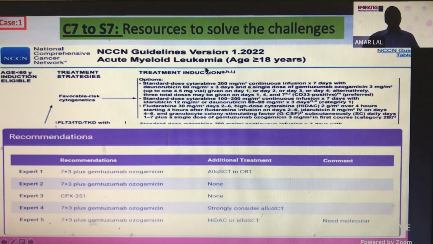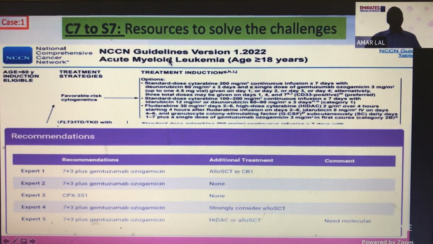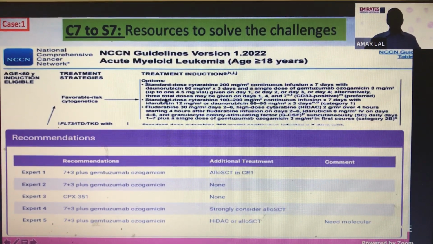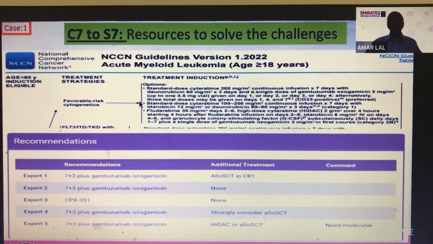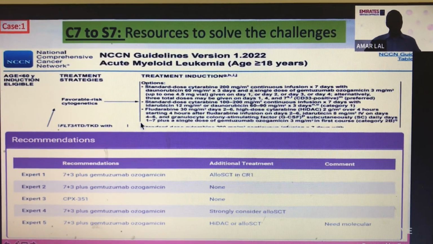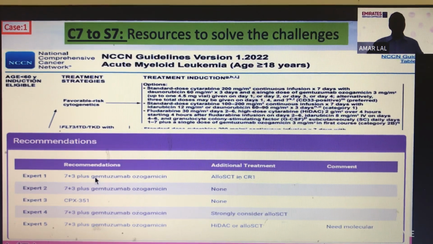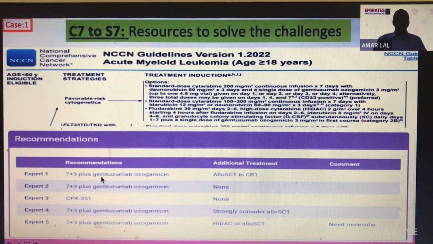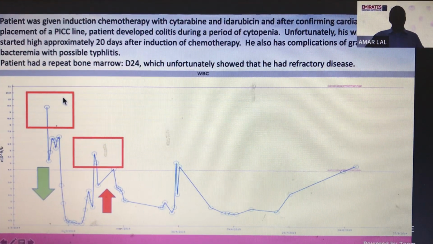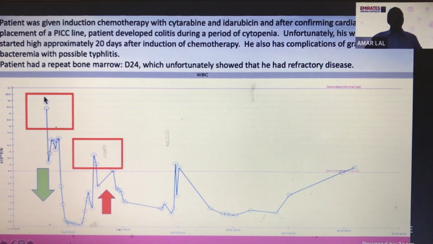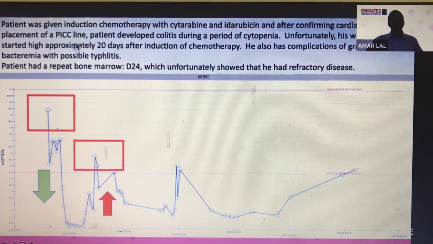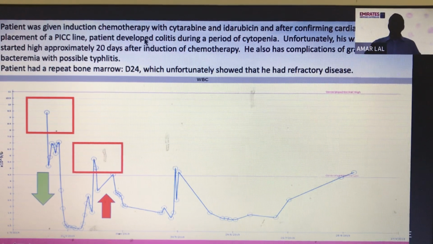So what we do, as you know, resources, NCCN and expert online. So the treatment, everybody knows, induction is 3+7. Plus he was also CD33 positive. Now the standard is plus gemtuzumab. So in this case, we started 3+7. We don't have gemtuzumab available. So the PICC line was inserted and 3+7 started.